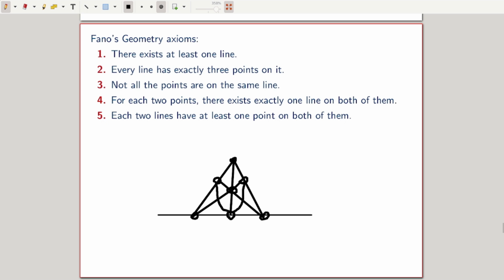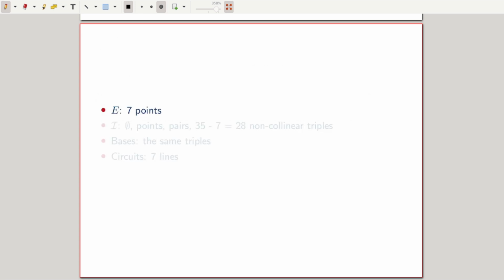The same structure can be written in the language of matroids. Then, the 7 points are our ground set. The empty set, all single points, all pairs of points, and all non-collinear triples make our family of independent sets. The same triples are our bases, and the collinear triples make up the circuits. You can try to reproduce our 5 axioms by looking at these sets.